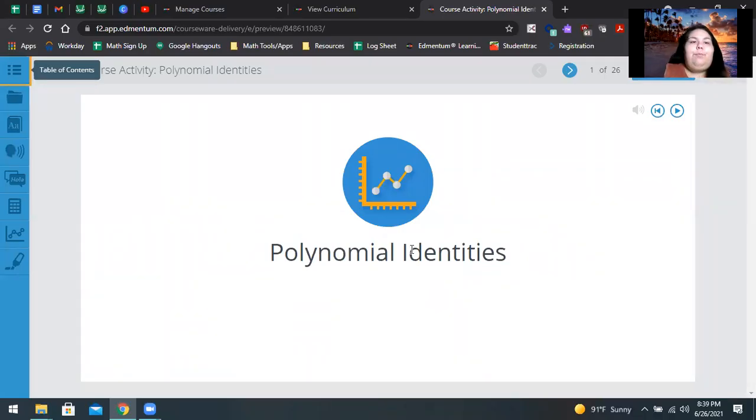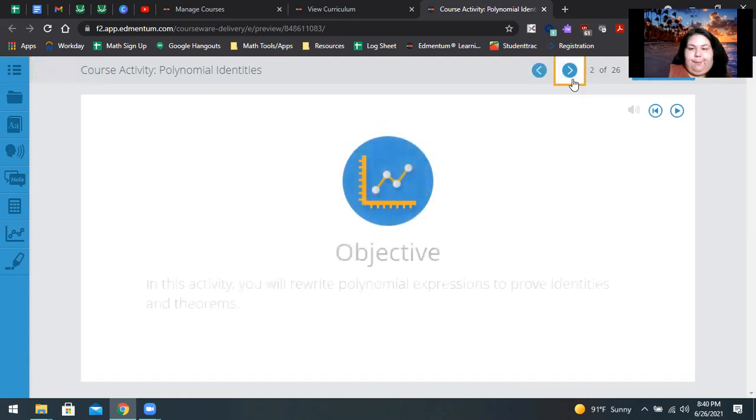Okay, so welcome back. Let's go ahead and take a look at the course activity, Polynomial Identities for Unit 2 of the Algebra 2 Semester A class. In this course activity, we're going to look at expanding polynomials, but with a higher degree. We've seen a little bit of x plus 2 raised to the 2 power. We're going to see it larger, as in to the 4th power, to the 5th power, maybe even to the 10th power. So let's take a look at that right now.